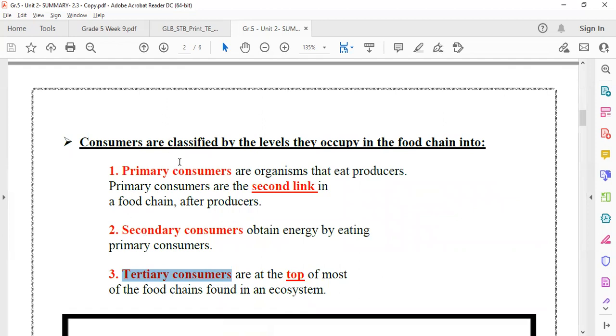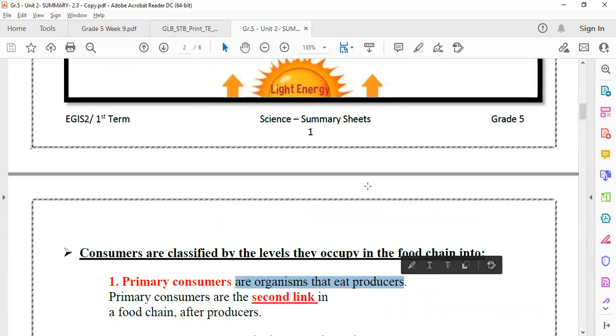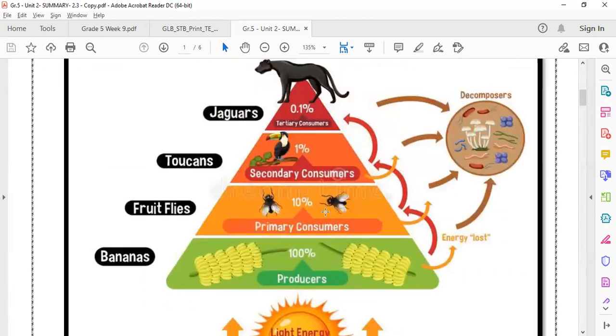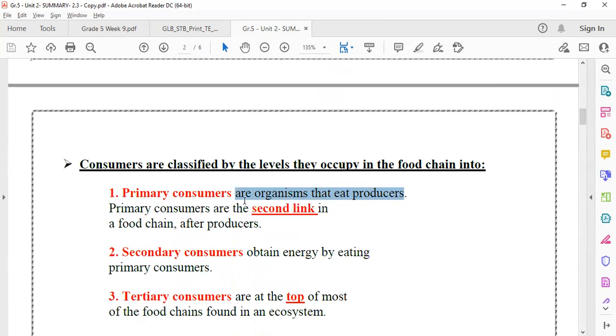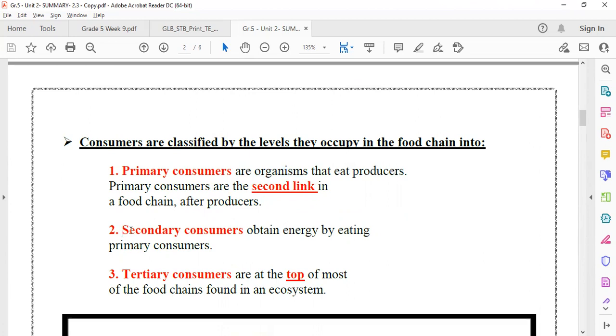Let's see. The primary consumers are the organisms that eat producers, like the fruit flies right here. So the primary consumers are the second link in the food chain after producers. These are like the herbivores, they eat producers. They are the second link, the second level in an energy pyramid. What about the secondary consumers?